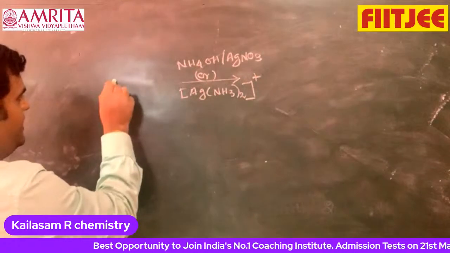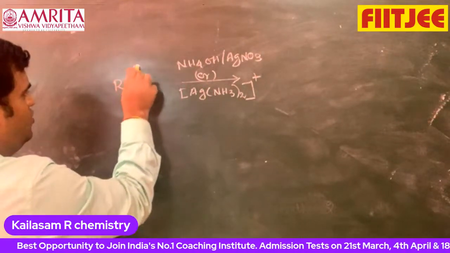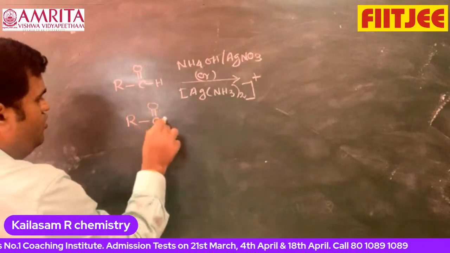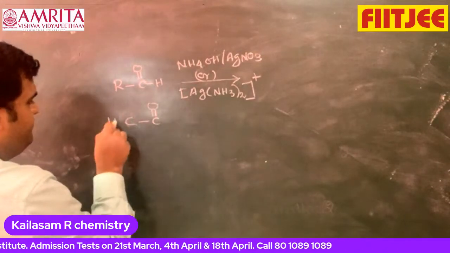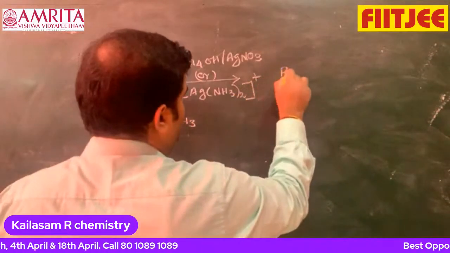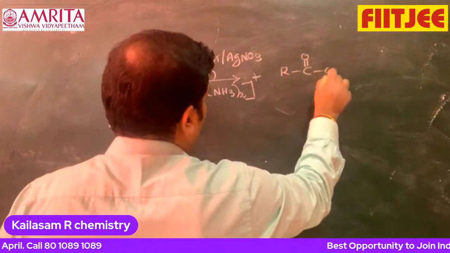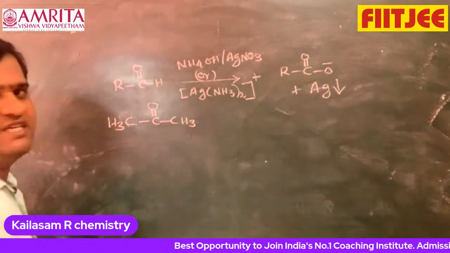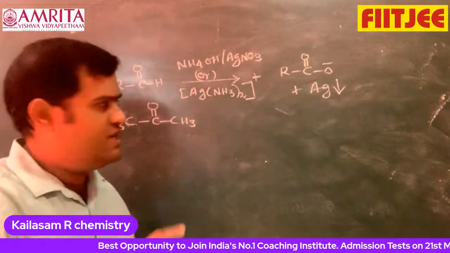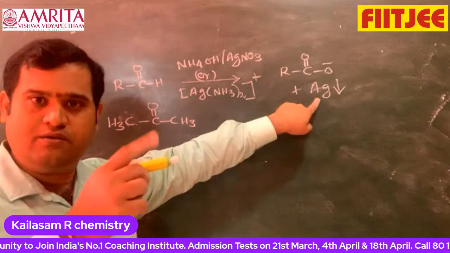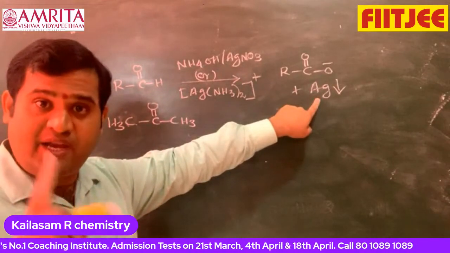Now I can write R-C=O-H, which gives R-C=O-O minus plus Ag. It's called the silver mirror test. I can say that an aldehyde can reduce Tollens reagent. It's a redox reaction. Please keep it in your mind.